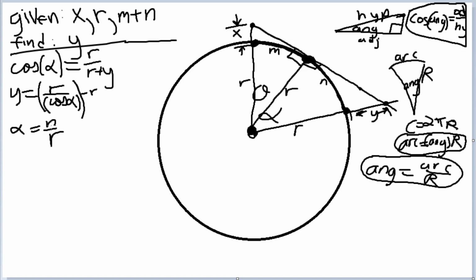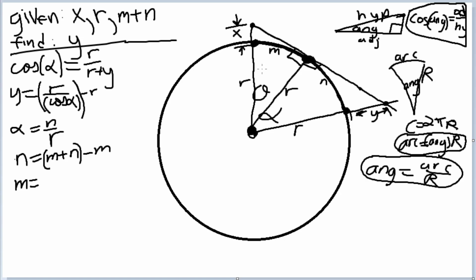So we know r, but we don't know n. Now n, here's a little trick. n equals m plus n minus m. I mean, that's obviously true. But the thing is here, we know m plus n, that's a given. But we don't know m. So what can we say about m?